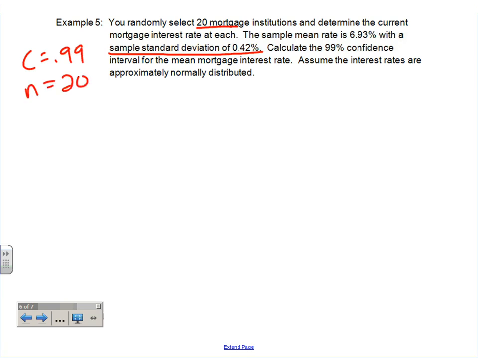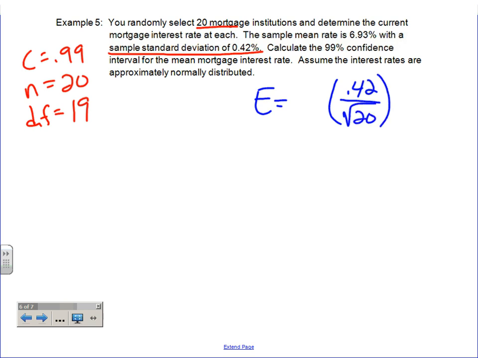N is 20, which means degrees of freedom is 19. With the number of those 20, 19 of them can be whatever they want. That last one has to make things work out. And so we also have s. So of our formula, we know that E equals something. That's what we're going to go find in the table. And 0.42 over the square root of 20. But we have to go find what is that particular t-score.